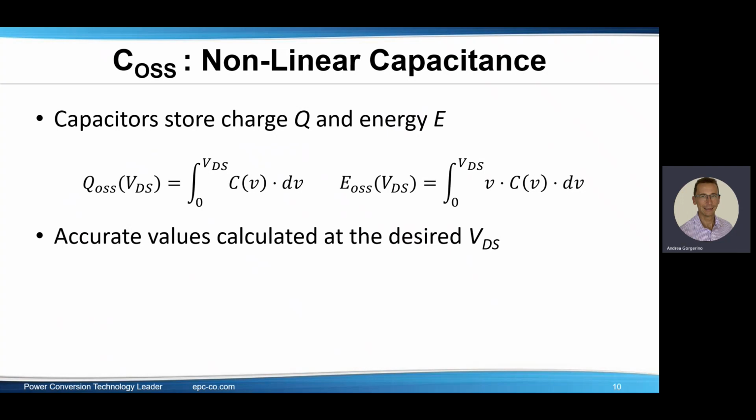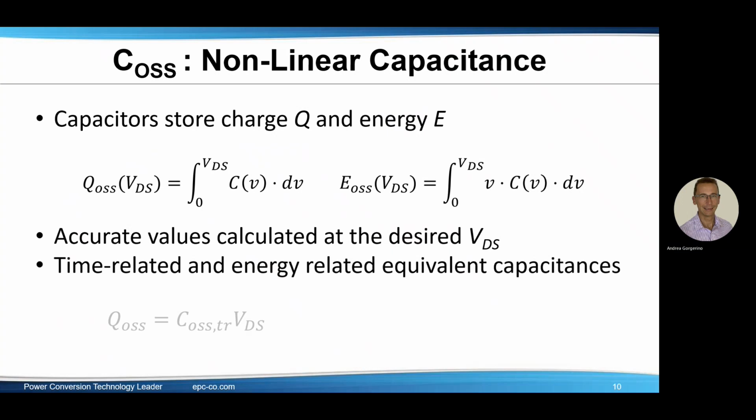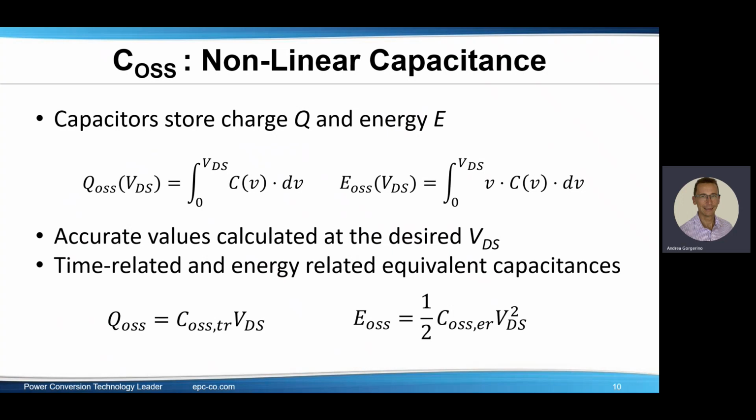So we define energy-related and time-related capacitances. First, the time-related capacitance, COSS(TR), is the capacitance that I would need to get a particular QOSS, while the energy-related COSS(ER) is the capacitance I would need to get a particular EOSS. So obviously, the nonlinearity has an effect.